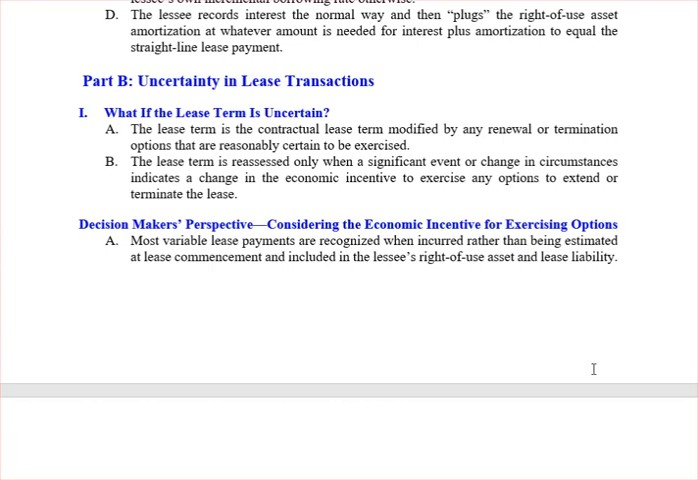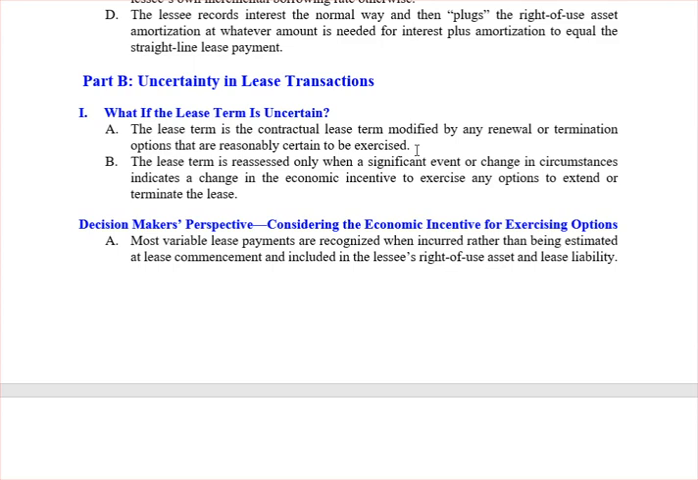What if the lease term is uncertain? Basically, if it's reasonably certain to be exercised, then you have to look at it and you have to say, the lease has changed. If it doesn't look like it's reasonably certain to be exercised, then there's no change. Okay?